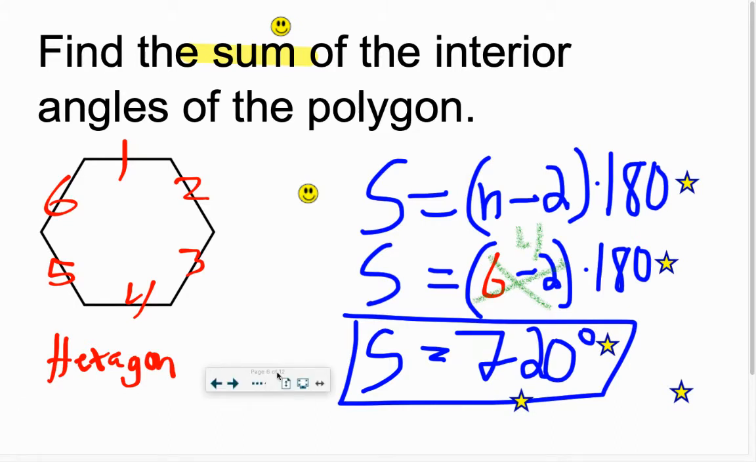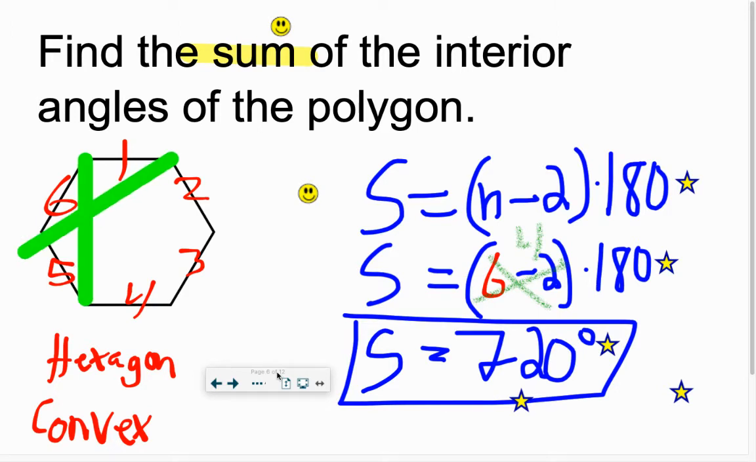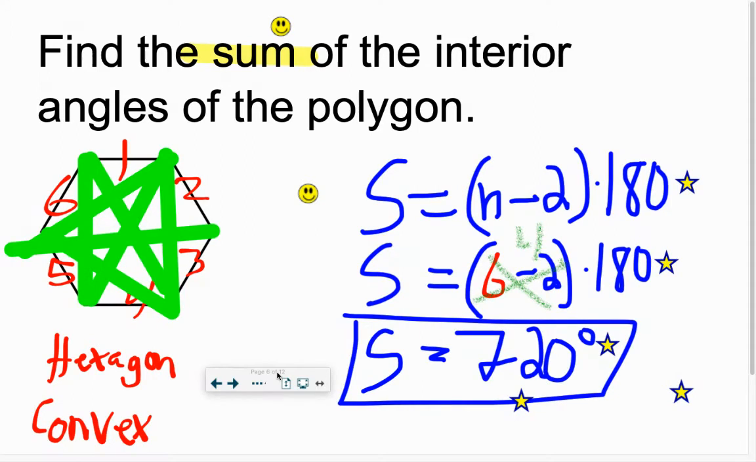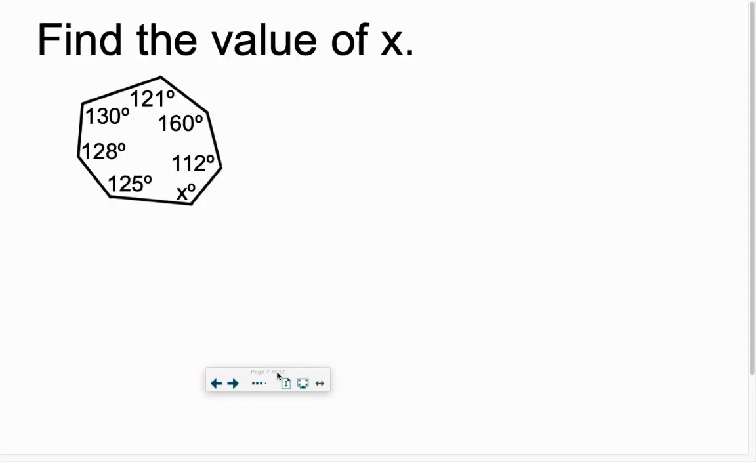Now, I didn't say to name, classify the polygon, or describe it, but we named it as a hexagon, and we could also say that this one is, if we needed to, a convex polygon because it's not caved in on itself. If we drew lines from vertices, all the lines we draw would all be lying on the interior. So as you're looking at those, that's how, again, you can tell that it's convex.